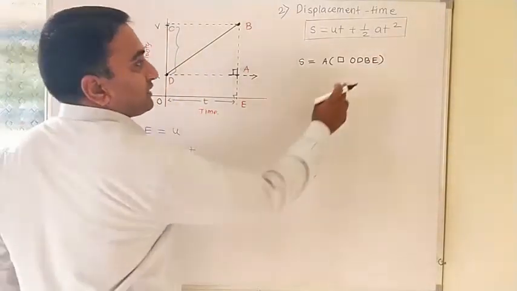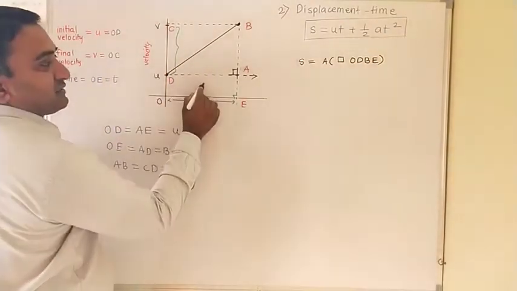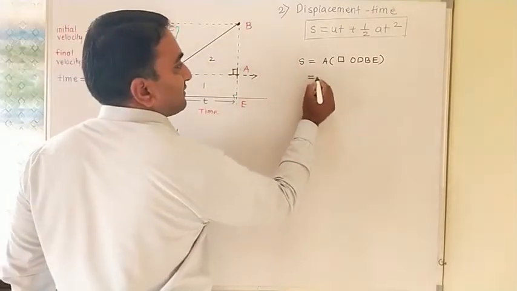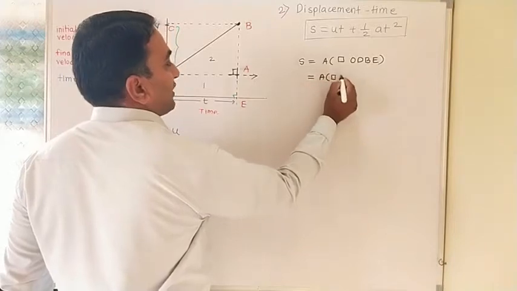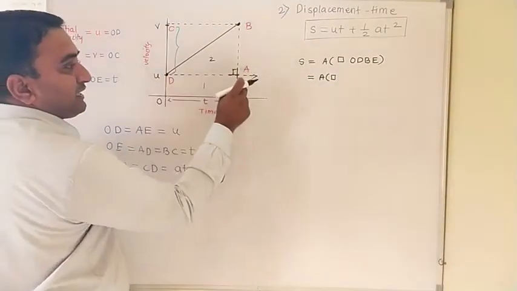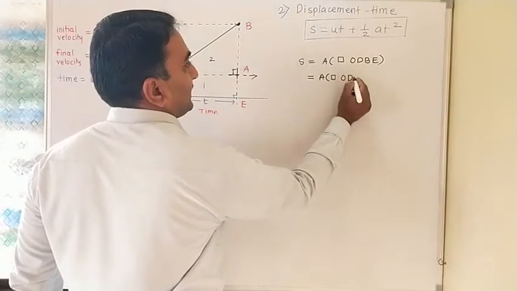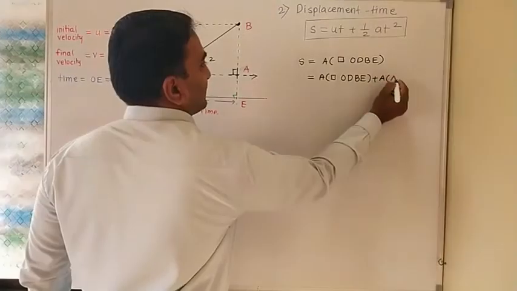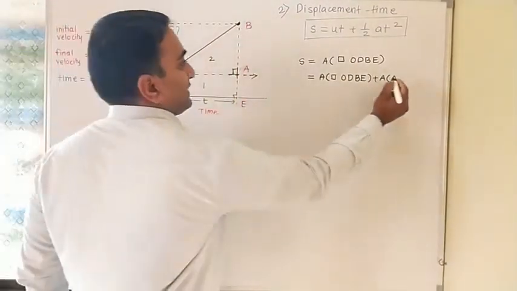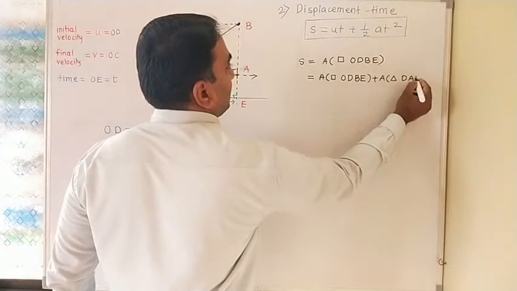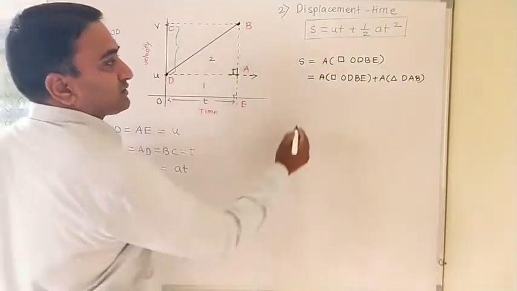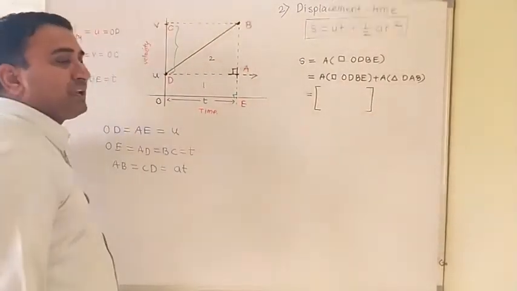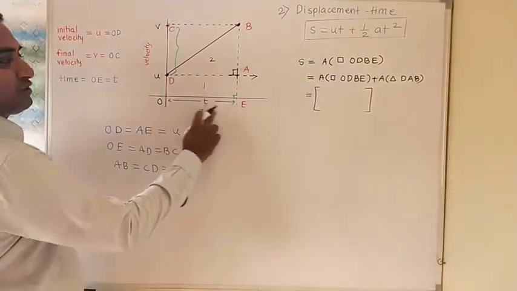But this quadrilateral is combined because this is the first part and this is the second part. First part is a rectangle. So that is equal to the area of quadrilateral O, D, B, E, plus the area of the triangle we are having, that is D, A, B. This is the triangle. So we know these formulas. Within the first one, what is the formula? Length into breadth. So what is length? OE is the length.